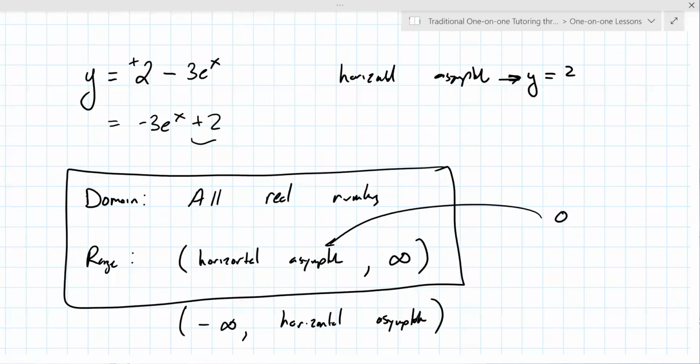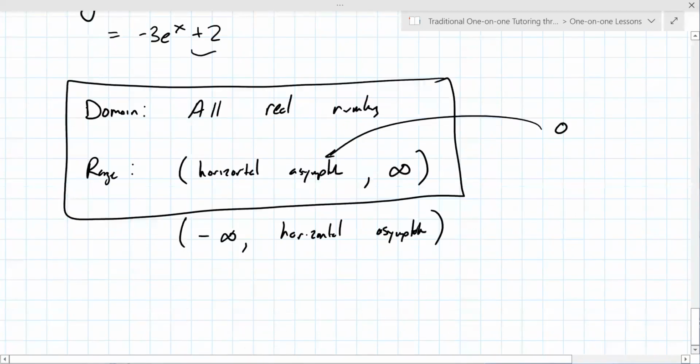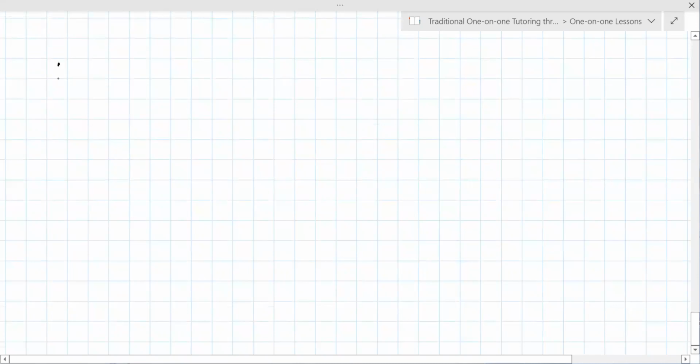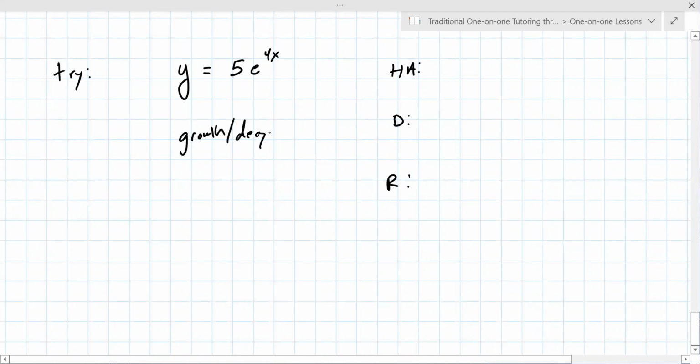Okay, everything you wrote is correct on your paper here, so let me just give you one try problem. Let's say it's y equals 5e to the 4x. Can you give me the horizontal asymptote, domain, and range for this, please? And tell me whether it's growth or decay. So it's growth. Okay, good. And then the asymptote is y equals 0.